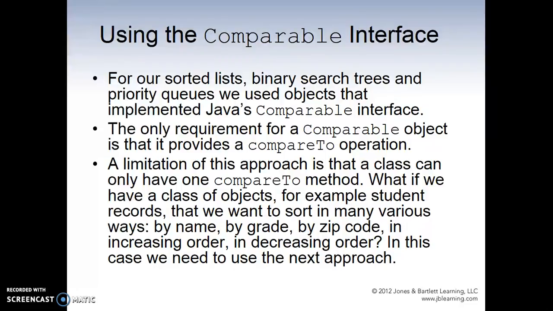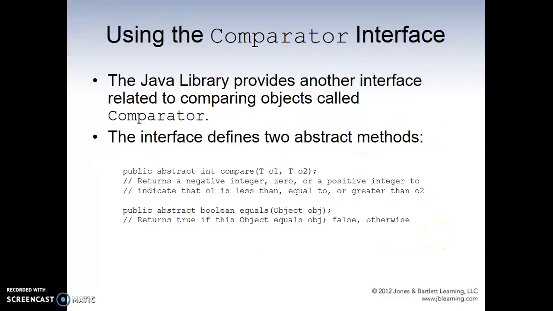What if we have a class of objects, for example student records, that we want to sort in many various ways: by name, by grade, by zip code, increasing order, decreasing order? In this case, we need to use the next approach, the Comparator interface.